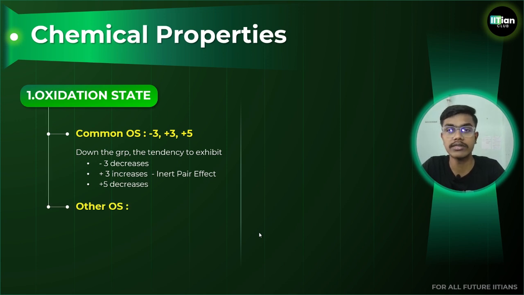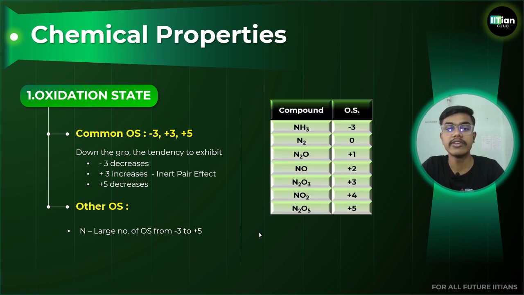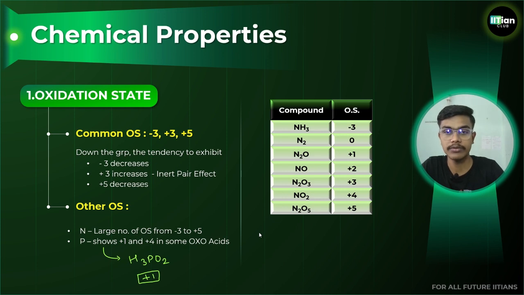Other common oxidation states: nitrogen shows a large number of oxidation states from -3 to +5. You can see in different compounds it's showing different oxidation states. And phosphorus shows +4 and +1 in some oxyacids. You can see in H3PO2 it shows +1 oxidation state.